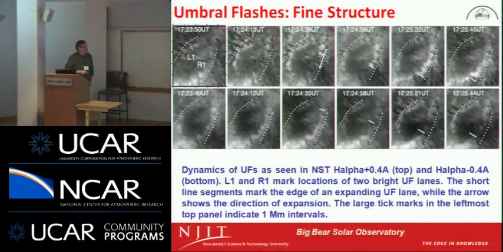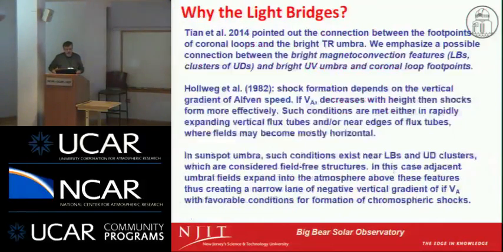Here we show 2 minutes of evolution of those umbral flashes, and you can see that they start at some point along the light bridges and then form lanes inside the sunspot, and those lanes repeat. So essentially, they are not occurring anywhere inside the sunspot, but at some preferred positions.